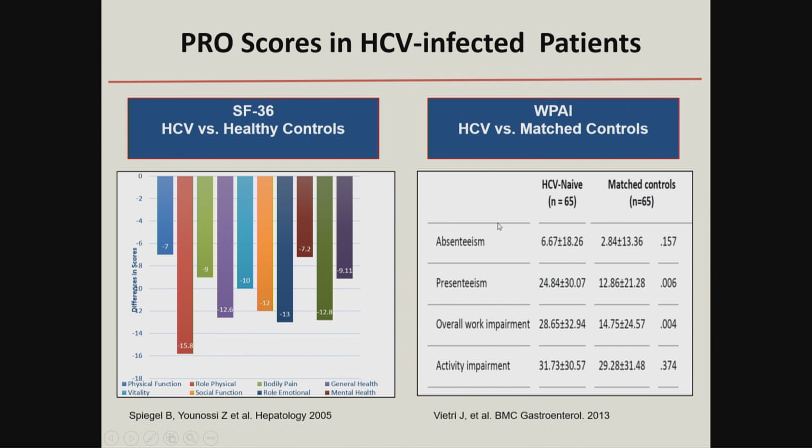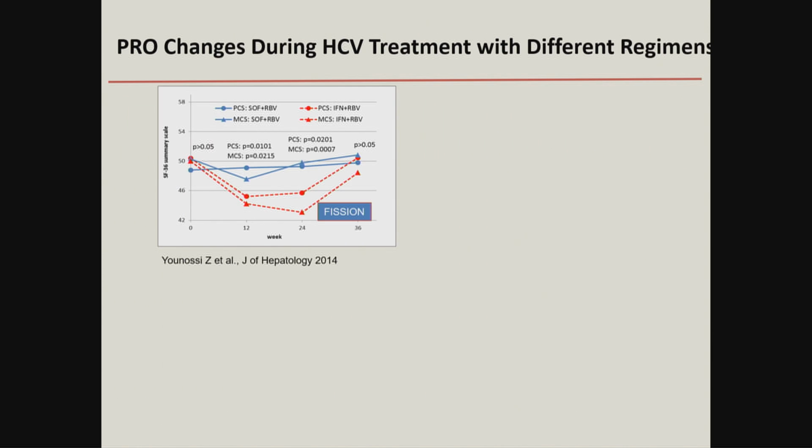Another aspect, of course, as we mentioned, is the work productivity and activity index, which measures work productivity. Here, as you can see, the most important aspect of the infection's impact on work productivity is a decrease in presenteeism, as well as overall work productivity impairment, as you can see here.